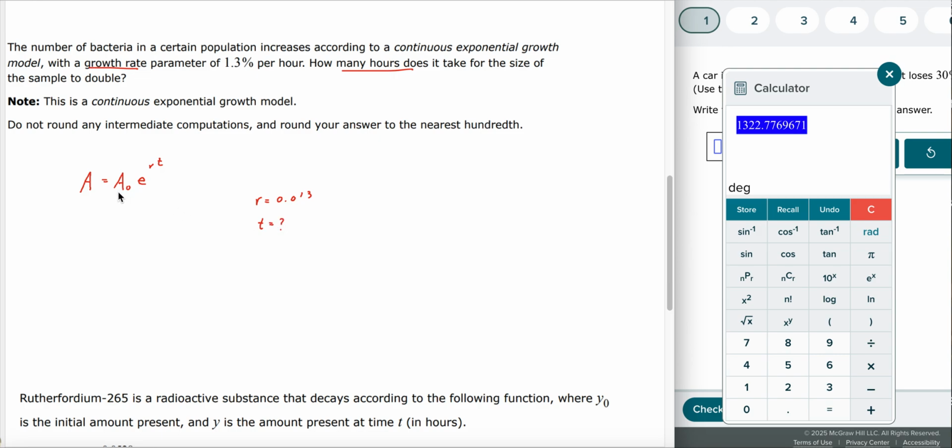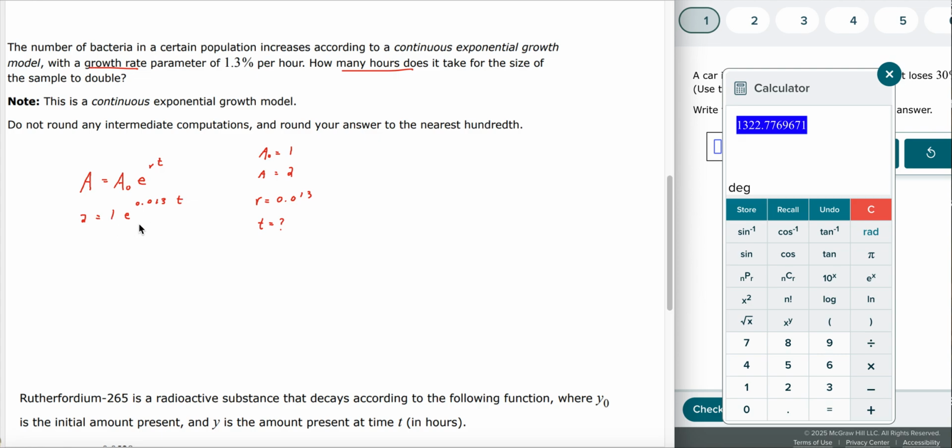And then all I know about what I'm starting with and what I'm ending up with is that this amount is going to double. And so it actually doesn't matter what you start with as long as what you end up with is twice that. So make it easy on yourself. When I'm deciding what to start with, I'm going to pick an easy number. Let's just say 1. So if it doubles and I start with 1, I'll end up with 1 times 2 is 2. It really doesn't matter what numbers you put there because the ratio is always going to be the same. So I'm going to have 2 is equal to 1 times e to the 0.013t, and t is what I'm looking for.